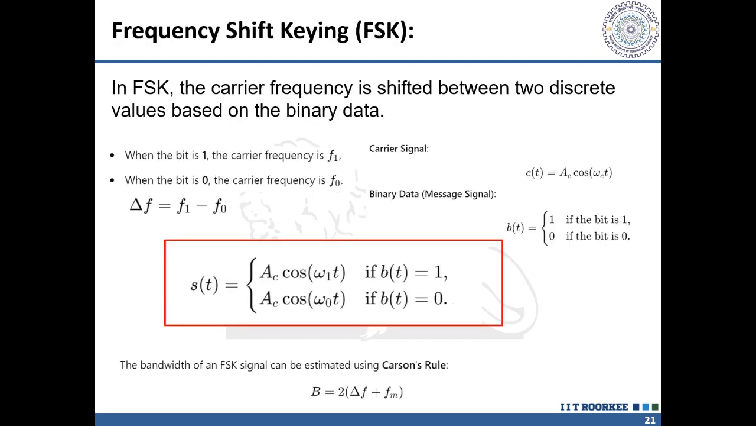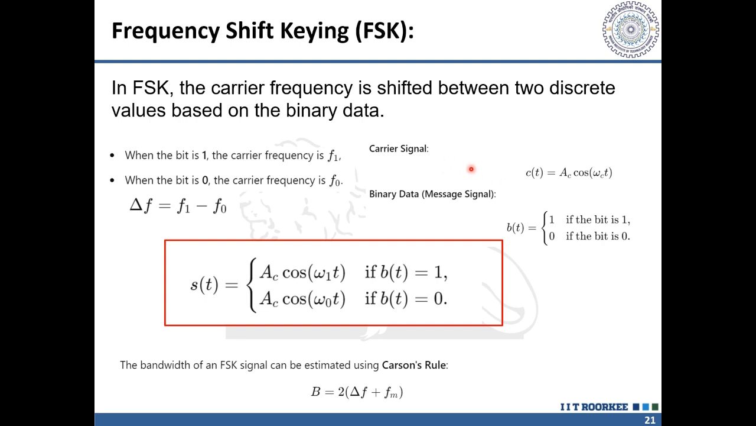Let's move to frequency shift keying, or FSK. In FSK, the carrier frequency is shifted between two discrete values. Here, the carrier frequency is shifted. So it is the same thing, where f1 is the carrier frequency when the bit is a 1 and f naught is the frequency when the bit is 0. And delta f is the frequency difference.